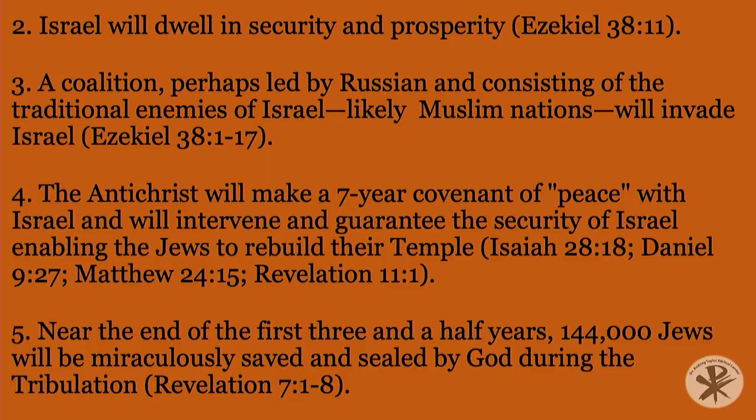And it is in that temple in Jerusalem that will be rebuilt, that at mid-tribulation, the Antichrist will then commit this desolation and will sit in the place of the sacrifice and will force people to worship him. The fifth prophecy, near the end of the first 3.5 years: 144,000 Jews will be miraculously saved and sealed by God during the tribulation. We read that in Revelation 7, verses 1 through 8.